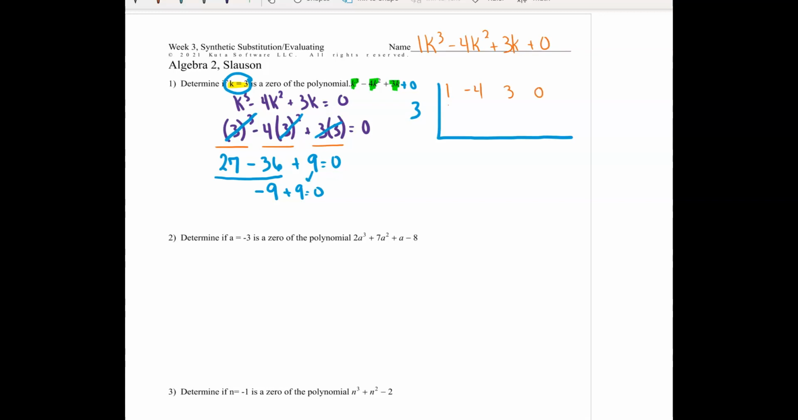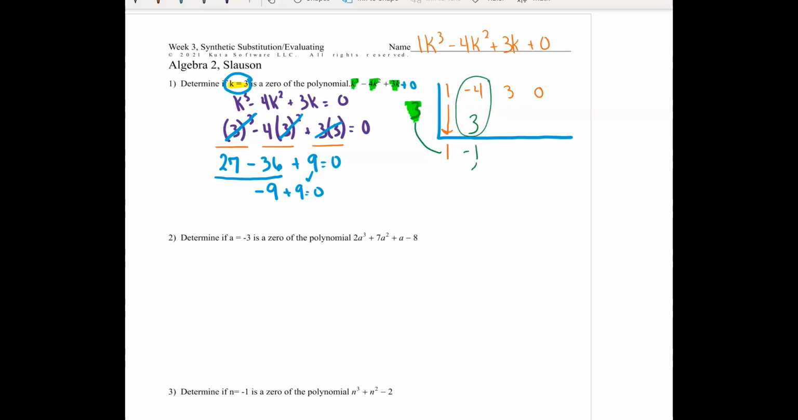The way you do this is you bring the first number down, and a pretty common mistake is that people do not bring that first number down. This 3 on the side, I'll be using it a lot to multiply. I take my first number at the bottom, which is the 1, and take 1 times 3, and that gives me 3. I put it under the -4, and then I add this column of -4 and 3, which gives me -1.